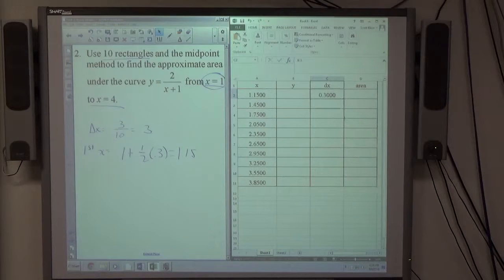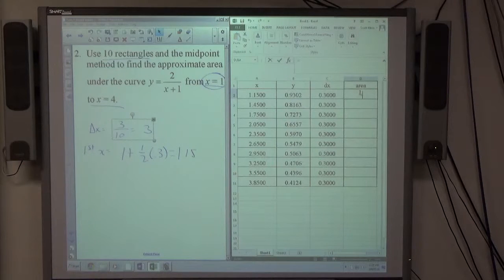Even though we did weird stuff to find x, dx is what it is. Whatever this is right here is what dx is. Y equals 2 over x plus 1. So equals 2 divided by, and if I want to divide by x plus 1, parentheses, and instead of typing x, I want to select the x value in that row, plus 1 in parentheses. And then I'm going to just drag that formula down, and the areas are going to still equal B2 times C2 for the first one.